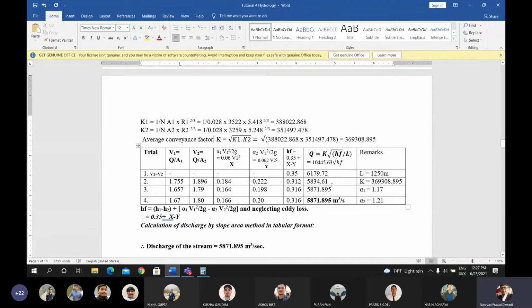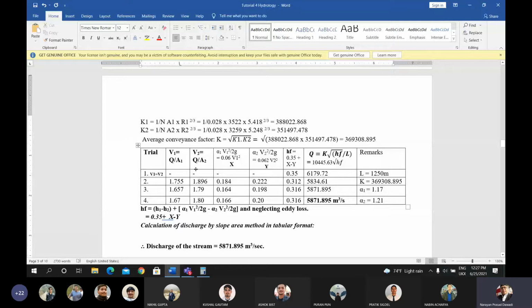Okay, with this discharge, again calculate the velocity at section 1. V1 is equal to 5834.61 divided by area 1. You will get the value of 1.657, and the velocity at section 2 will be 1.79. Alpha 1 V1 square by 2g is 0.164, alpha 2 V2 square by 2g will be 0.198, and the HF will be 0.316. The discharge will be 5871.895.